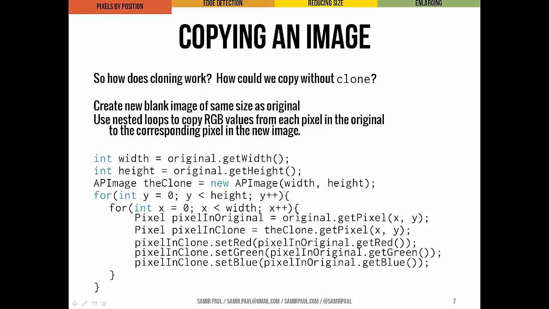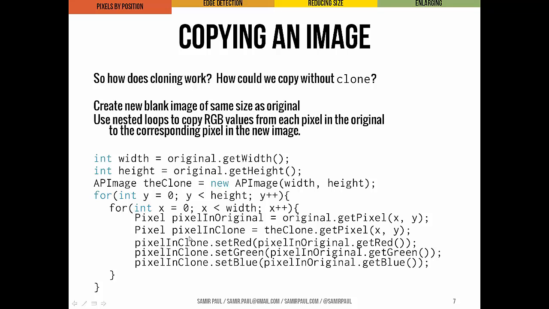So here's some code for this algorithm. We start with a width, we get the height, and then we create a new image called the clone. The clone has the same width and height as the original image. Then we go ahead and iterate for the height, for the width, so we're iterating through each pixel using nested loops. First, get the pixel from the original: pixel in original equals original.getPixel at XY, the current XY location. Then get the corresponding pixel in the clone, which right now is going to be blank because it'll just have the default color values.